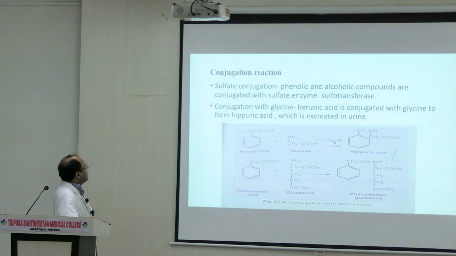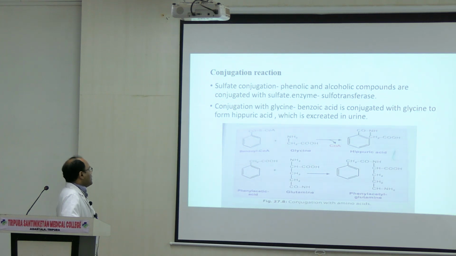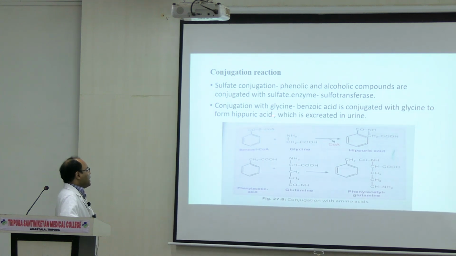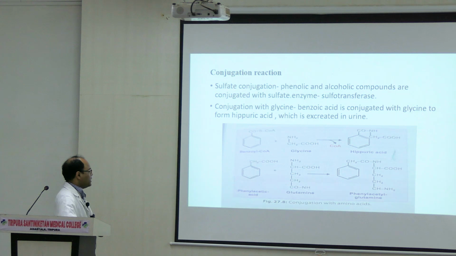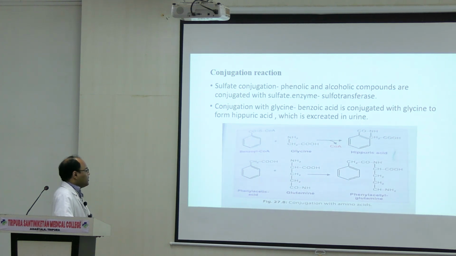Okay. Next, conjugation reaction. Here sulfate conjugation, like phenolic and alcoholic compounds are conjugated with sulfate by the enzyme sulfotransferase. Conjugation with glycine: here benzoic acid is conjugated with glycine to form hippuric acid, which is excreted in urine. There is an example. Benzoyl-CoA conjugated with glycine forms hippuric acid. Phenyl acetic acid is conjugated with glutamine and produces phenyl acetyl glutamine.